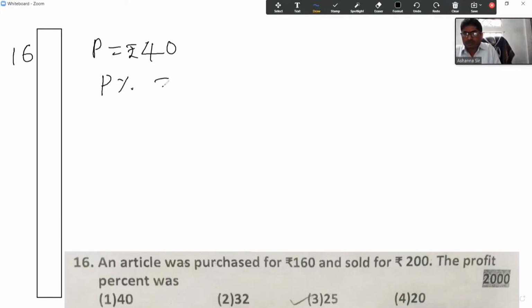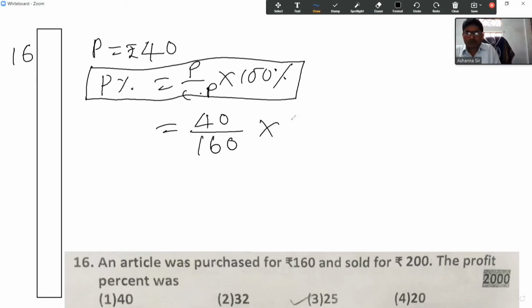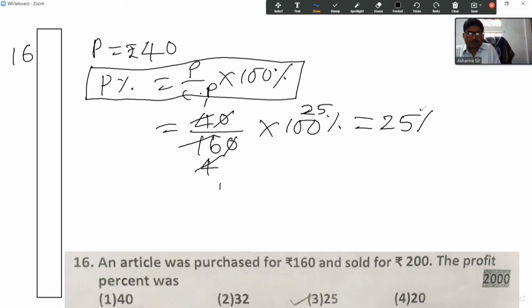Profit percent is equal to profit by cost price into 100%. This is the formula. 40 by cost price 160 into 100%. 0 gets cancelled. 4 1s are 4, 4 4s are 16, 4 1s are 4, 25. So 25% is profit percentage, option 3.